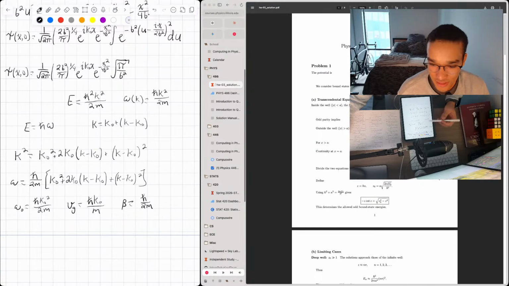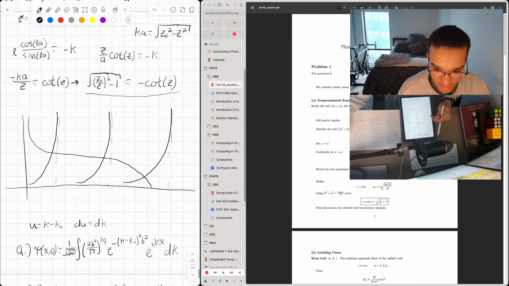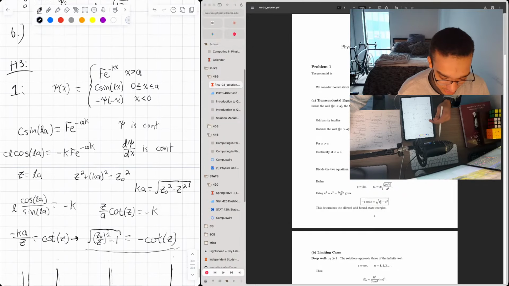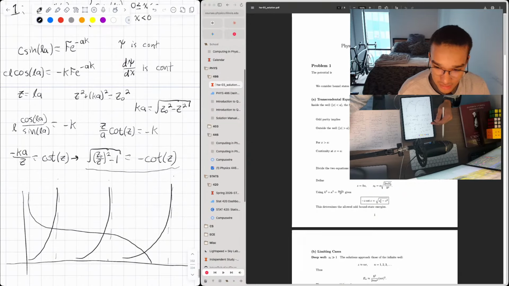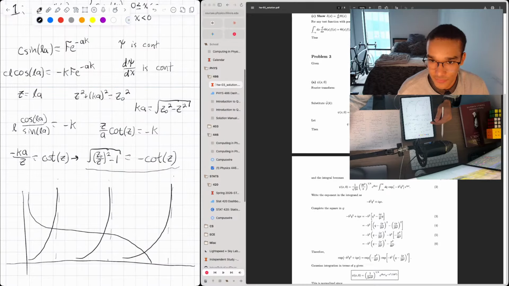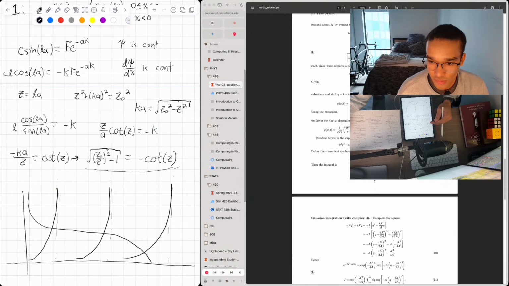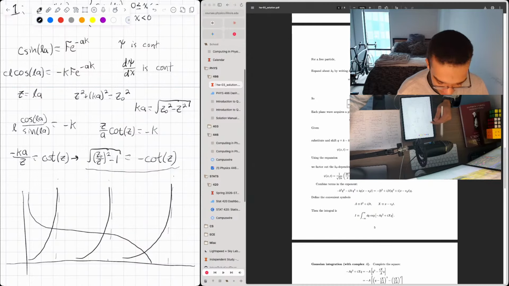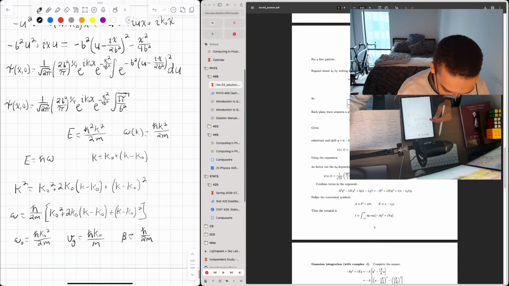Let me just make sure my variables are right. Oh, they kept the z actually on theirs, but I divided by z. It's the same thing though. Problem 3. Yeah, beta equals h bar over 2m. That's the only one I had concerns about.